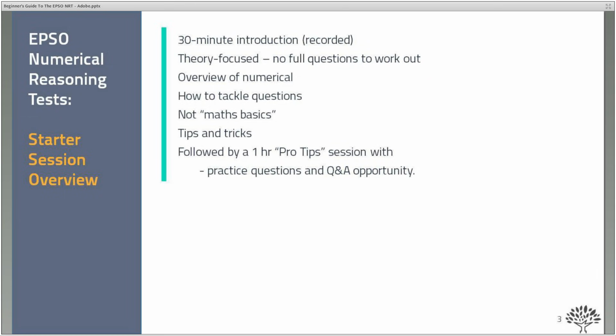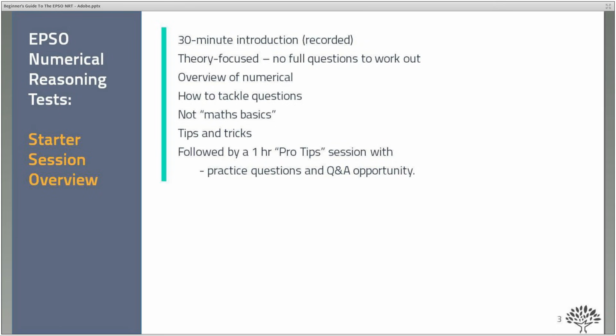What I'm going to be doing is focusing very much on the types of numerical reasoning questions that you're going to get during your assessment. And this is designed to be followed by a pro session. Now you have to sign up especially for the pro session, and that will start shortly afterwards. And that pro session is designed to put learning into practice.